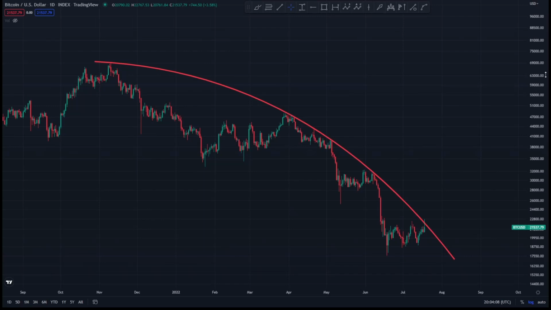So definitely be cautious. I would not be aping in, FOMOing in if we do break above this. At some point in time, we will be breaking above this, but I will need to see extra bullish signals before I can become bullish on the markets.